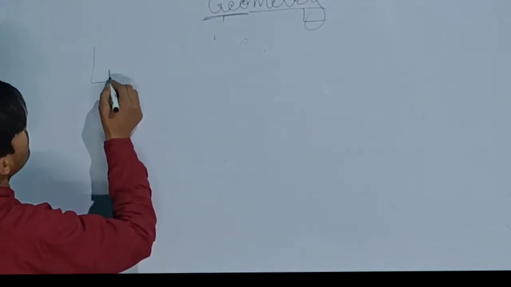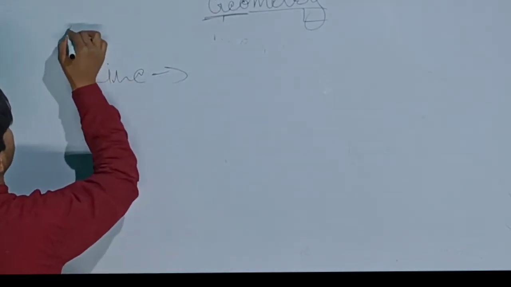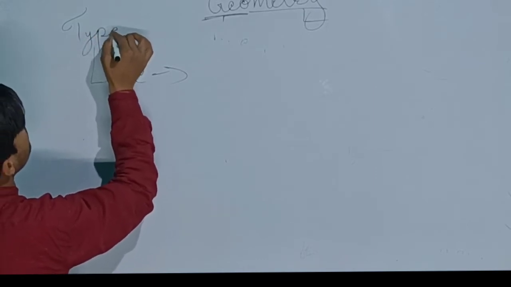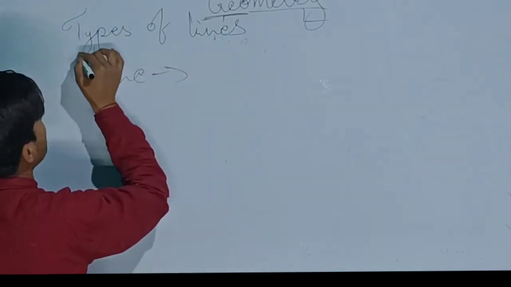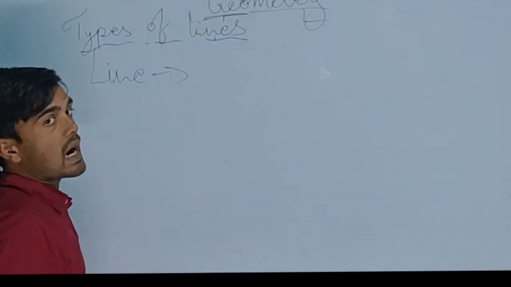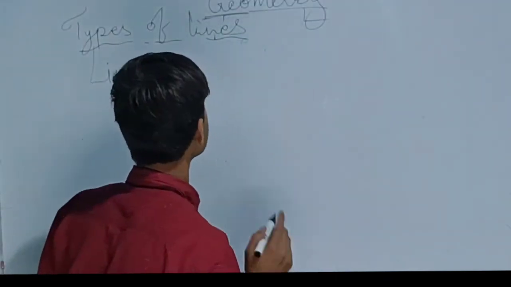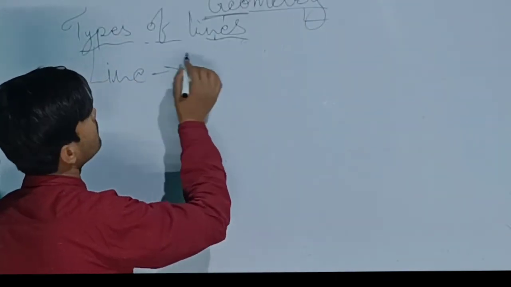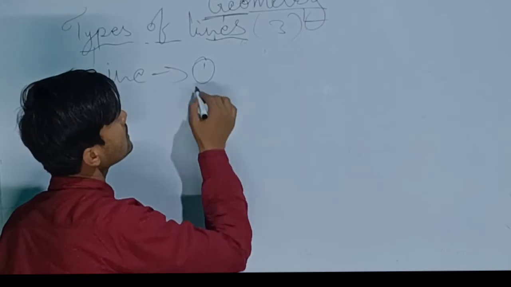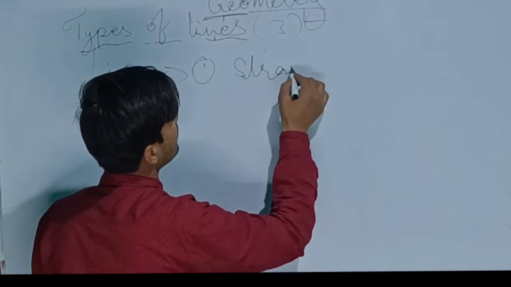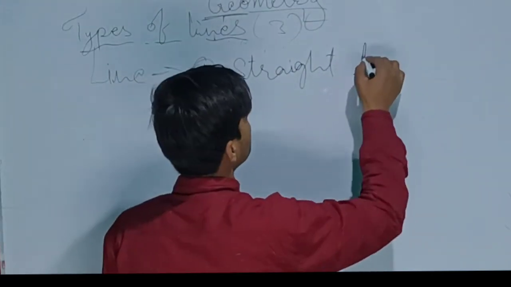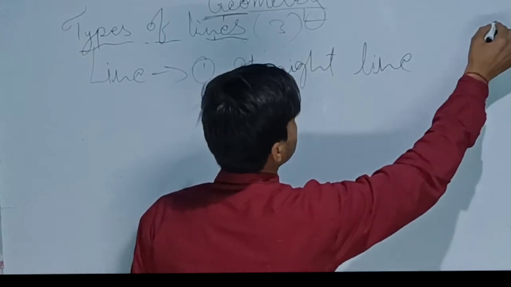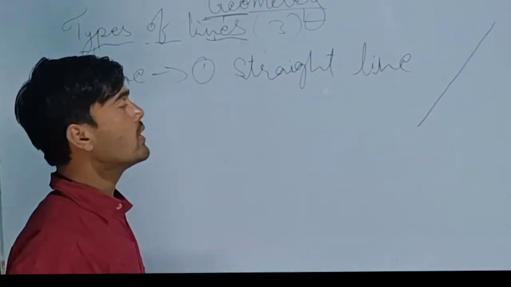Types of lines. There are three types of lines. The first one is the straight line. As you can see, this is an example of a straight line.